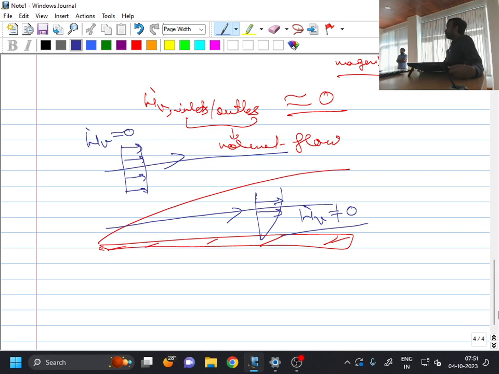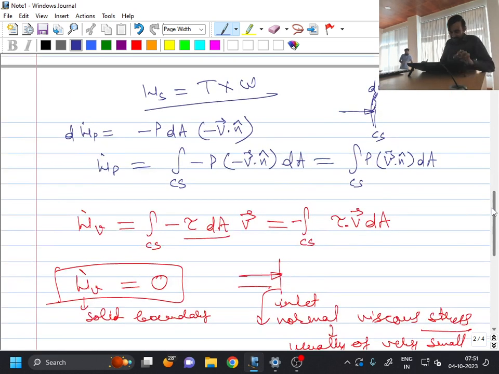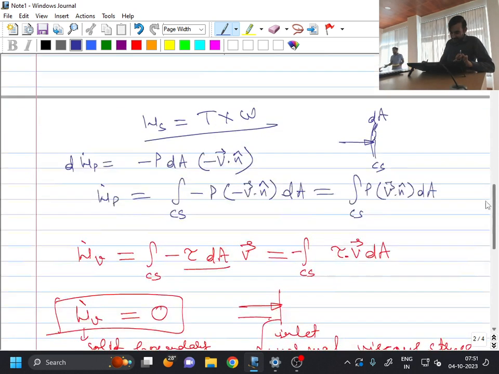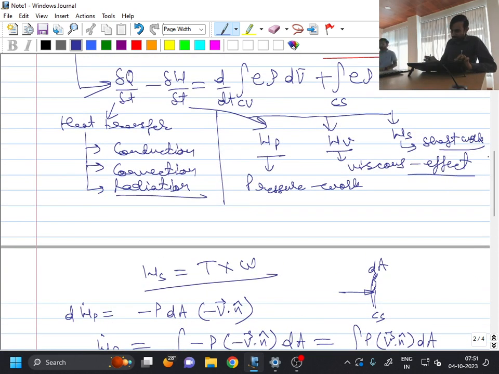Okay, so now we have had enough discussion on the different components of the work. Now let's try to club these works together into our generic equation. I have to write this equation again. This is my generic equation, say equation number 1. So I am rewriting equation number 1 once again.